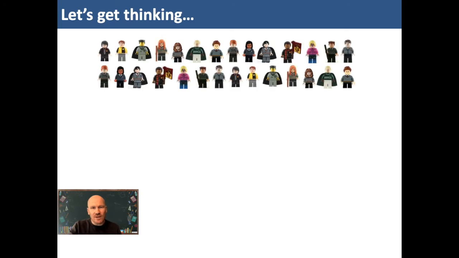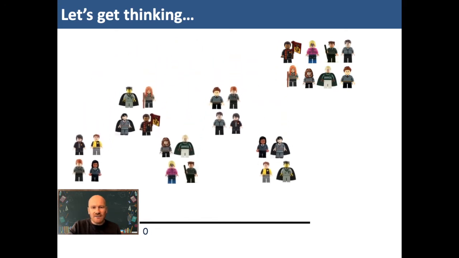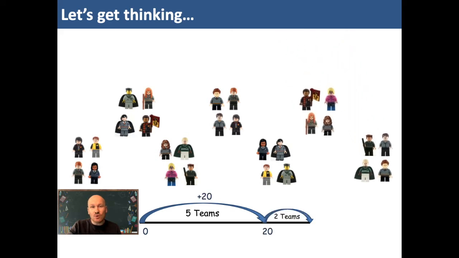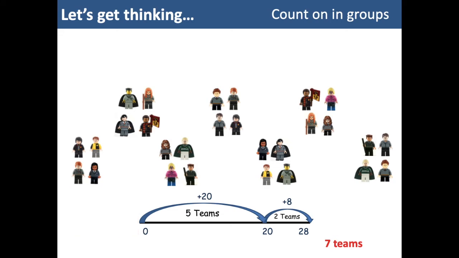Could we do that more efficiently? Could we do that giving ourselves less work to do? So let's start with our 28 players again. And this time I'm going to count on. So rather than doing it one at a time, I might think to myself, well, I know that I've got enough for 5 teams there. And 5 teams would be 20 players. I've only got 8 left. I know I can have 2 teams with those 8 players. So I get my 7 teams once again. Only this time I didn't count on in groups of 4 one at a time. I counted on 5 groups of 4 and then 2 groups of 4. So I've still counted on, but I've done it in a more efficient way.